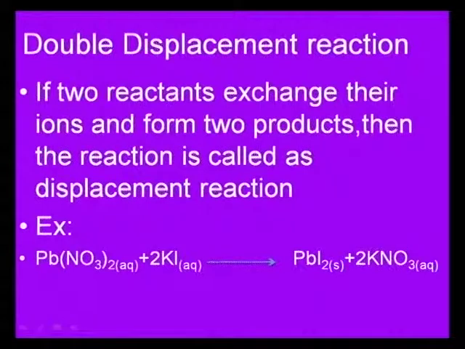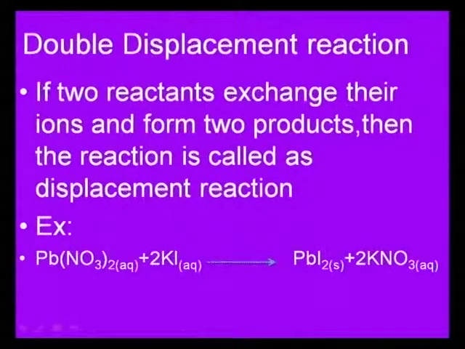And what is the fourth reaction? The fourth reaction is the double displacement reaction. What is meant by double displacement reaction, Spheros? Yes, a good answer. The double displacement reaction is when two reactants exchange their ions and form two products, then the reaction is called a double displacement reaction.